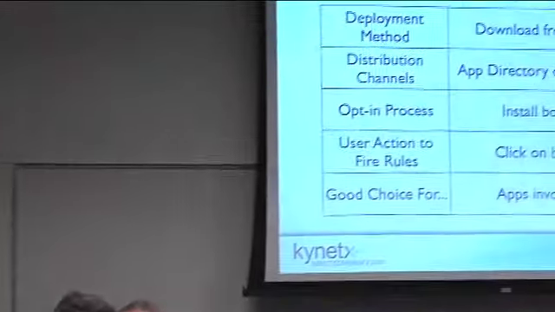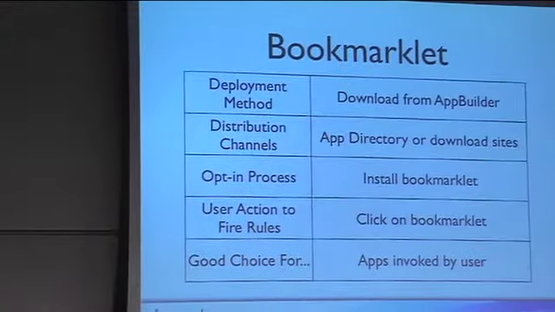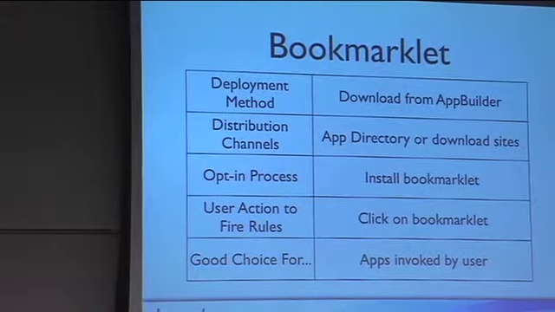Maybe you want to build a rule which provides some sort of information about the website that you're on, but you don't want it popping up all the time. Put it in a bookmarklet endpoint. The user can click on it, and then the conditions and primitives that are written into the rule will be evaluated, and the rule will fire for the user.